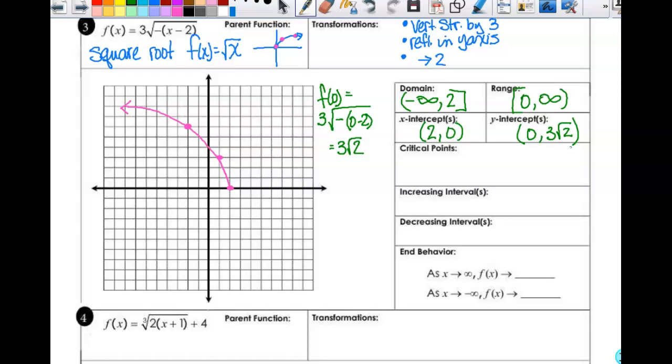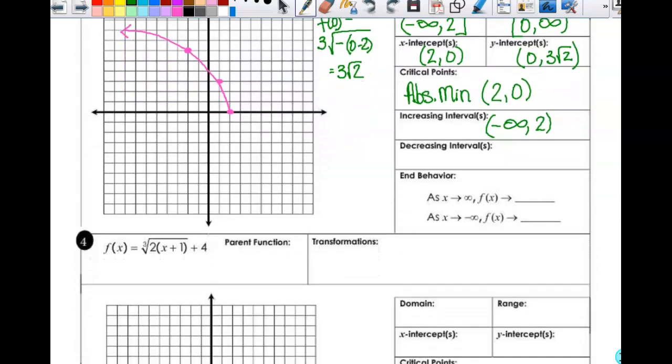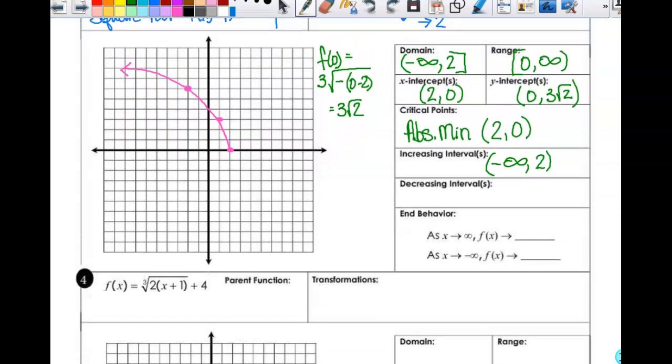All right. Do I have any critical points? Yes. I have an absolute minimum at my x-intercept, which is 2, 0. Is it decreasing anywhere? Yes, everywhere, right? So from negative infinity to 2. Oh, I put increasing. I said decreasing though, right? Okay, sorry. So it's not increasing anywhere. All right, negative infinity to 2. That's where it's supposed to be.